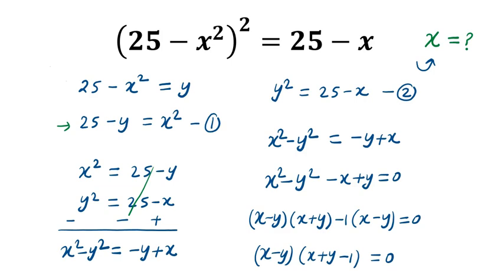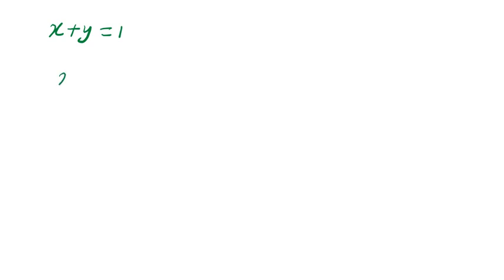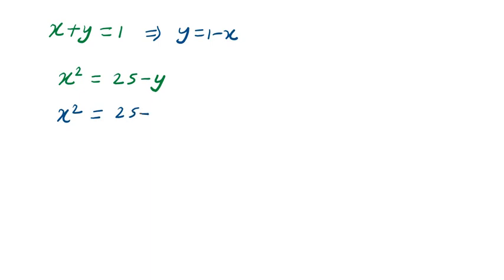Now look carefully at equation number first again, and equation number first is x square is equal to 25 minus y. Now if x plus y is equal to 1, this implies y is equal to 1 minus x.